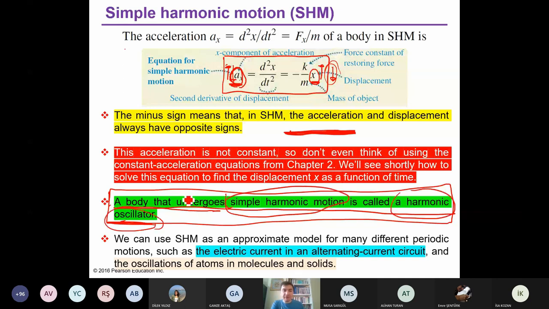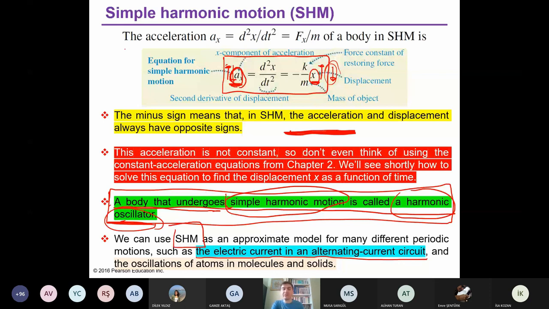What else? So we will use this simple harmonic motion as an approximate model for many different periodic motions. For example, the electric current in an alternating current circuit. For example, at home, we use AC current, right? We have 220 volts AC in the cables, which brings electricity from the power plant station to the house. Okay, we use AC current, so it changes with time. It is fluctuating. In physics too, you will learn that. And this information, which you have learned related to simple harmonic motion, will be useful for you.